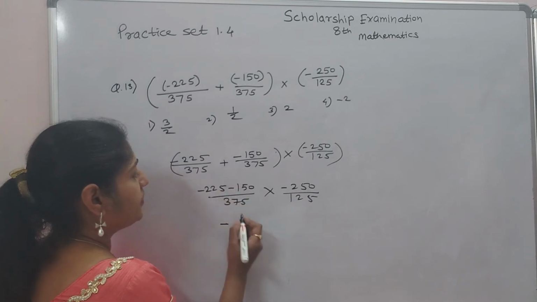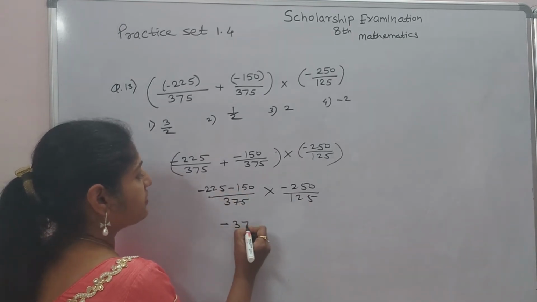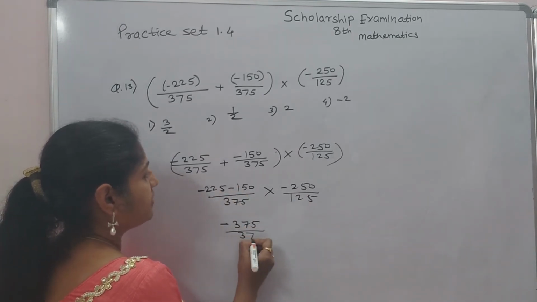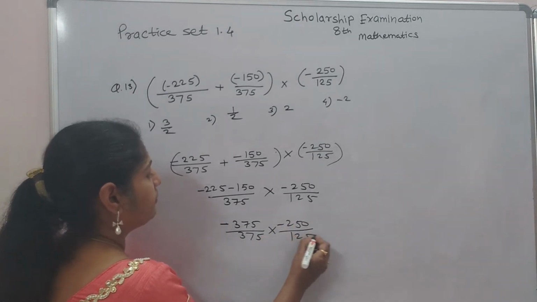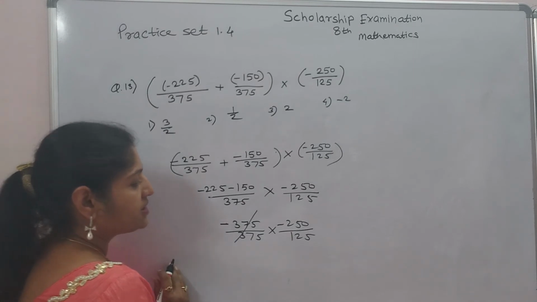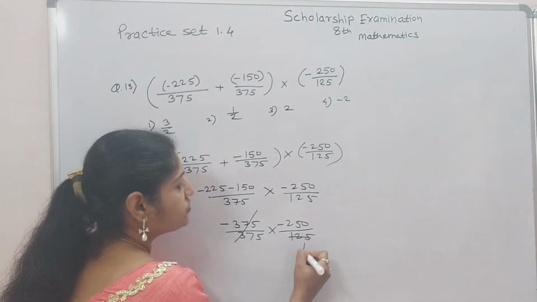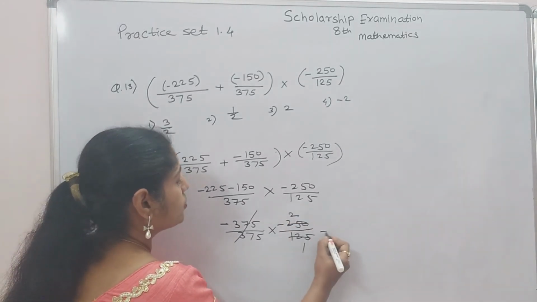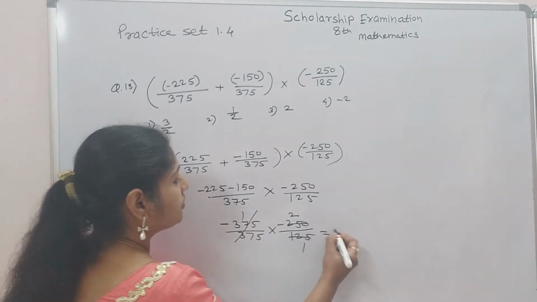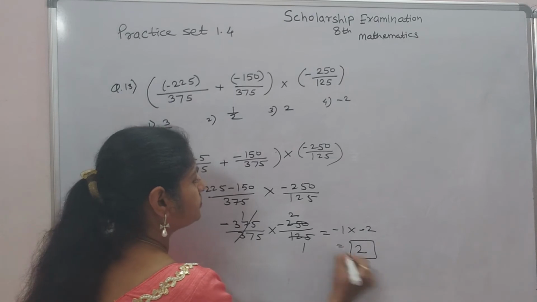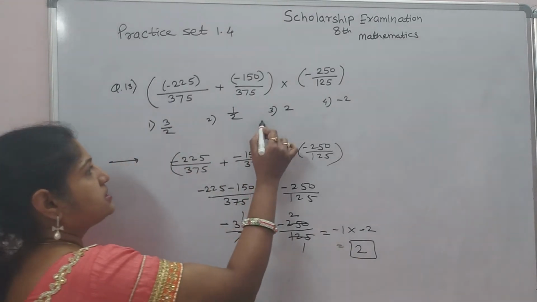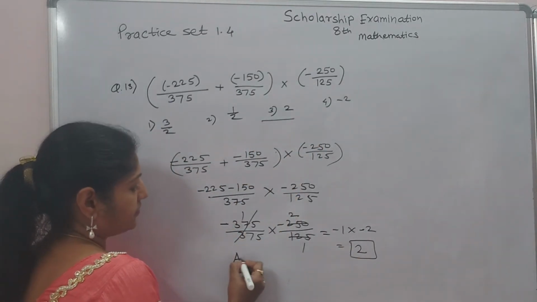Adding these numbers gives minus 375 upon 375, into minus 250 upon 125. Numerator and denominator are equal, so they cut. 125 doubles are 250, so negative 1 into negative 2, the answer is plus 2. And our answer is option number 3.